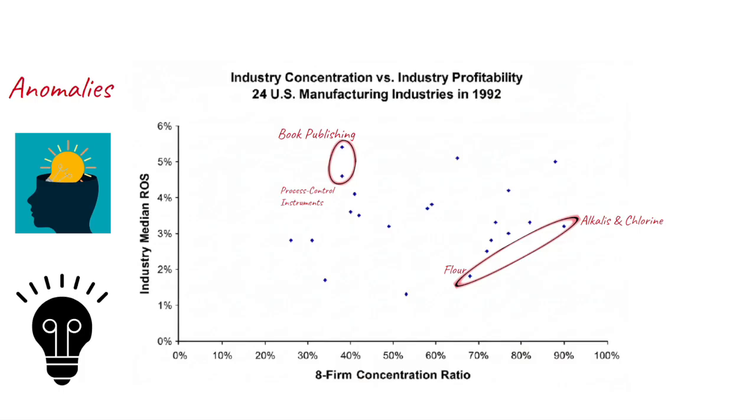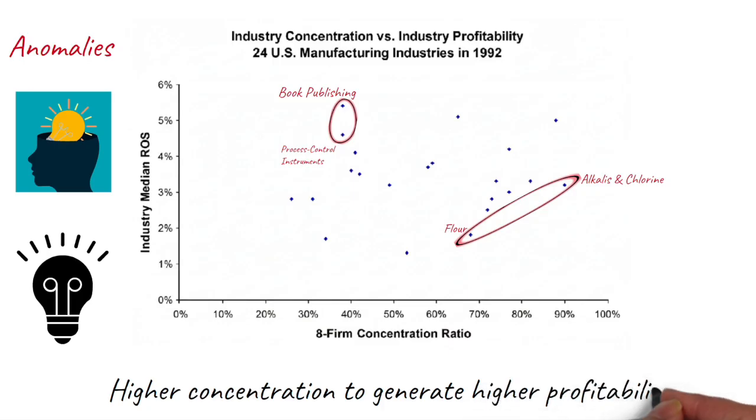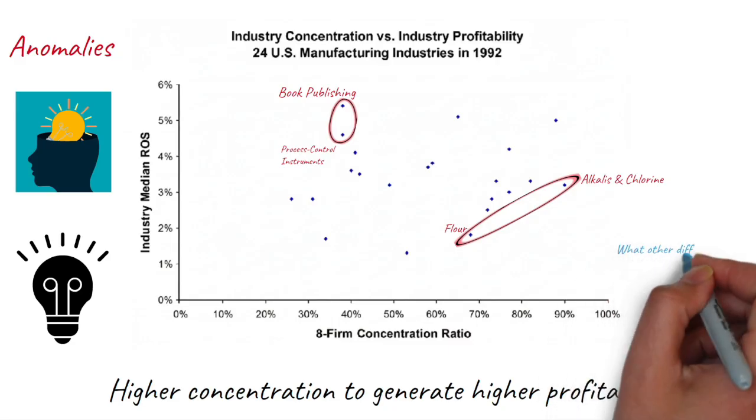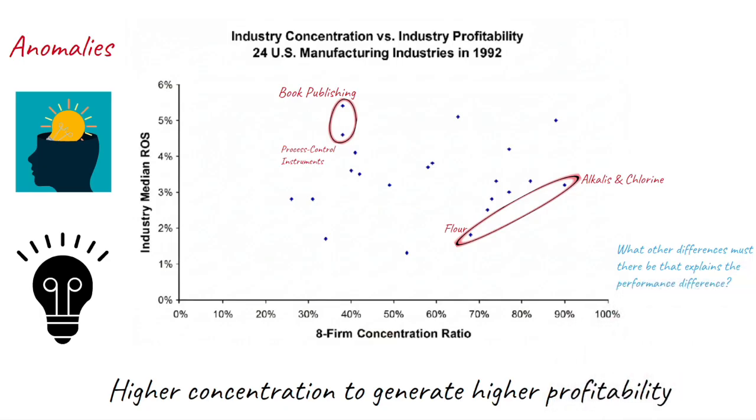Certainly concentration does not explain the difference between the profitability of these 4 points, right? Because we would expect higher concentration to generate higher profitability. And yet, the highest profitability industries that we see among these 4 industries are the ones with the lowest concentration ratio. So clearly, concentration is not explaining the difference in profitability between these 4 industries. So my question is, what other difference must there be between these 4 industries that explains their performance difference? Because certainly, concentration is not doing it.